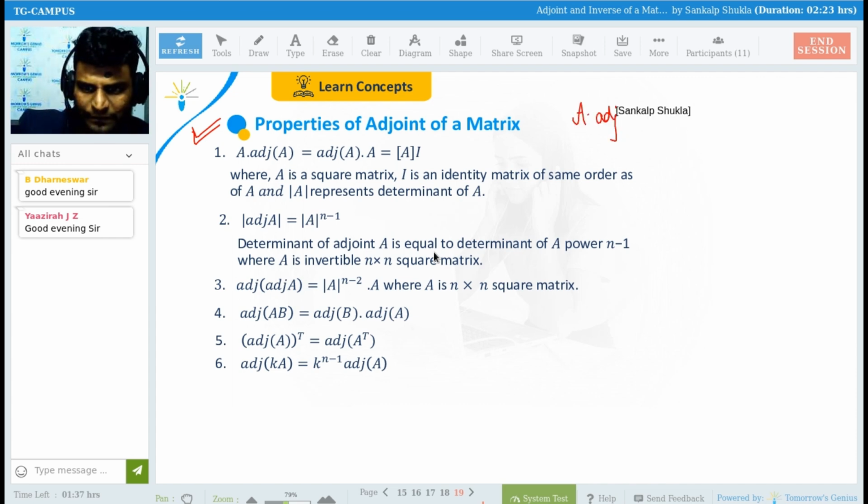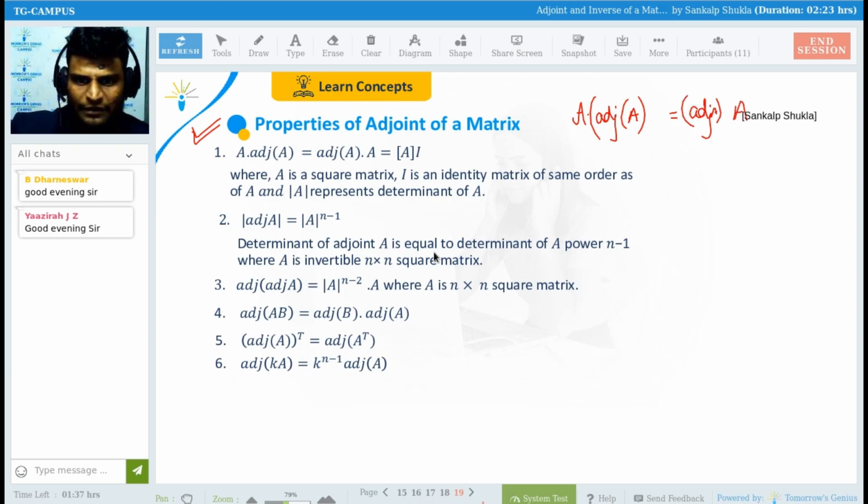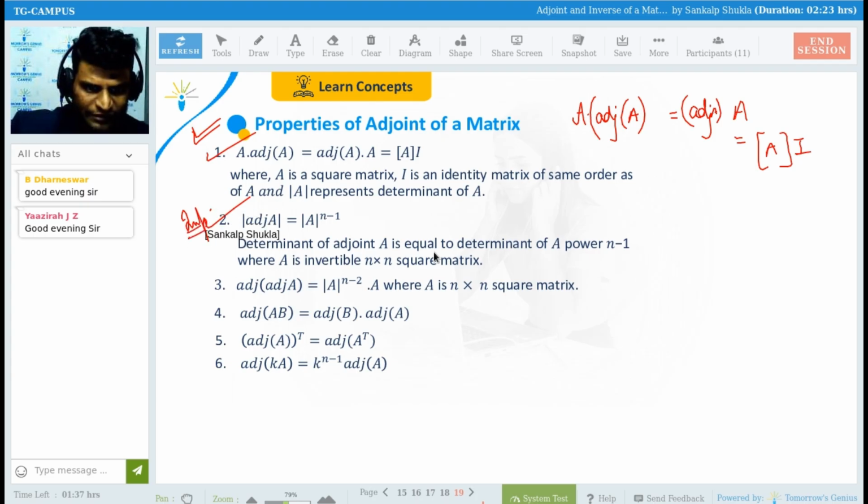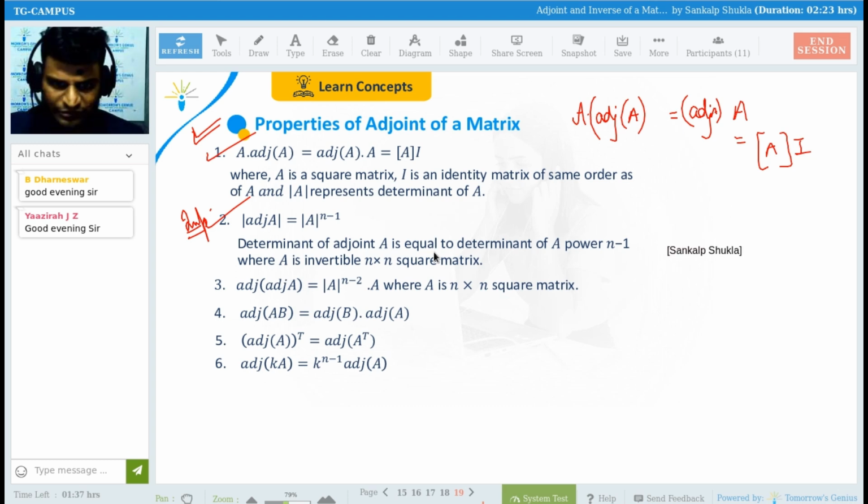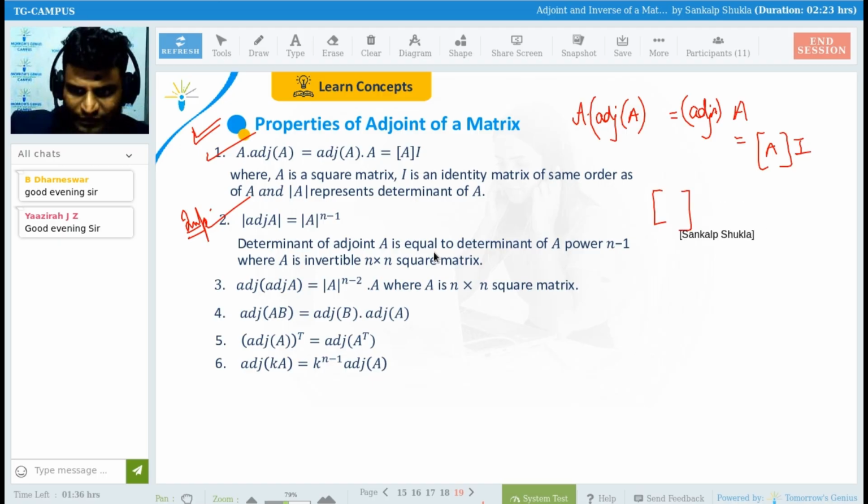Very important properties are there. If you multiply A into adjoint A, that is equal to adjoint A into A, and that is also equal to determinant of A times I. Second one, determinant of adjoint A. This is a very important property, because many questions are based on it. See this sign. If somebody has no idea of determinant, this is the sign that we use for a matrix.